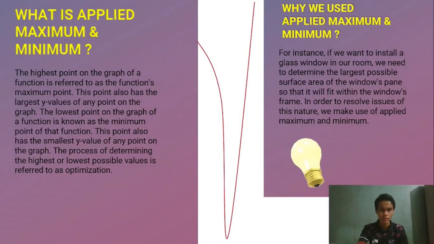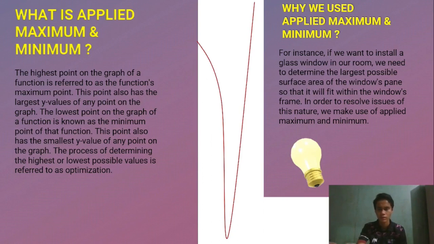What is actually applied maximum and minimum? The highest point on the graph of a function is referred to as the function's maximum point. This point also has the largest y value of any point on the graph. The lowest point on the graph of a function is known as the minimum point of that function. This point also has the smallest y value of any point on the graph. The process of determining the highest or lowest possible values is referred to as optimization.